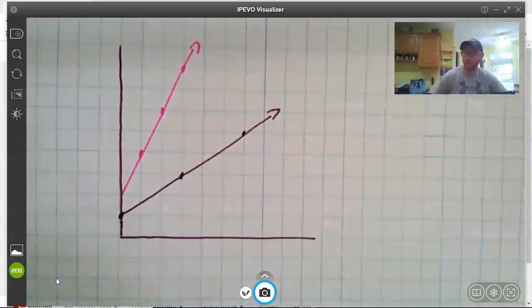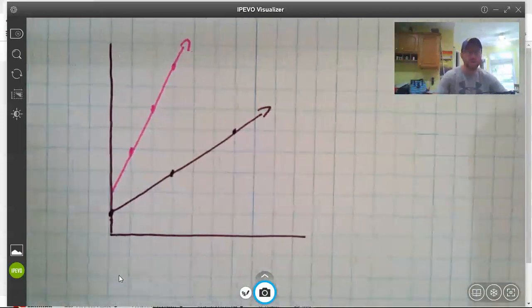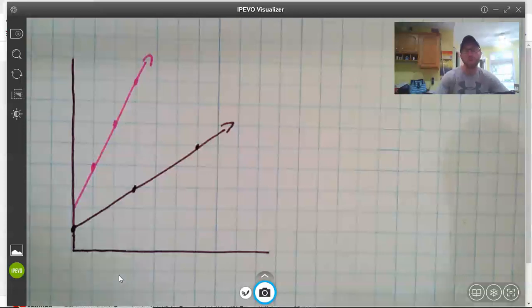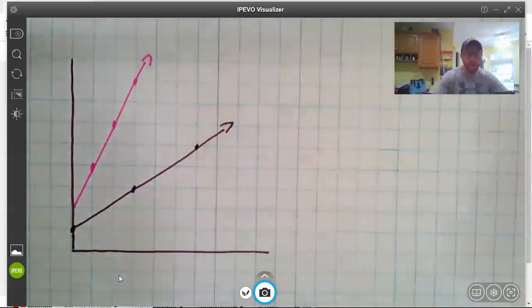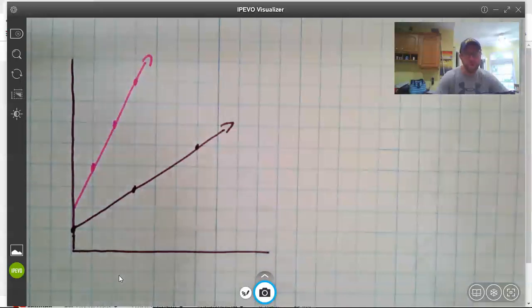All right, let's talk a little bit more about slope. We often will hear slope talked about as a rate. I want to talk about what we mean by that. A rate is just a comparison, a ratio, between two quantities measured in different units.